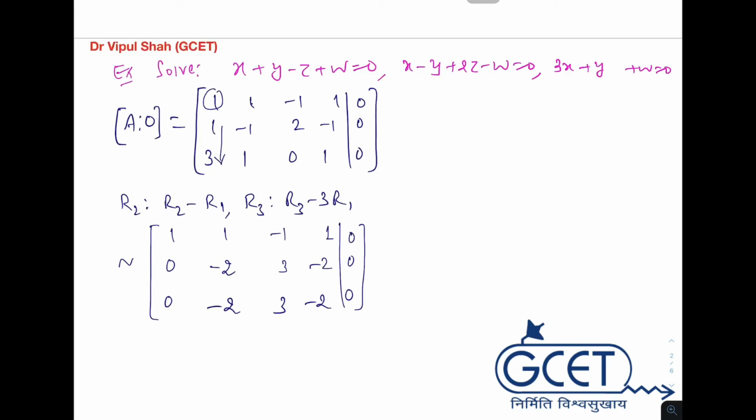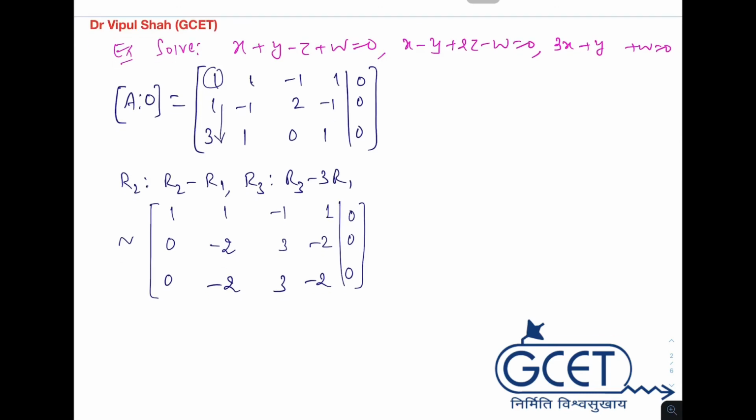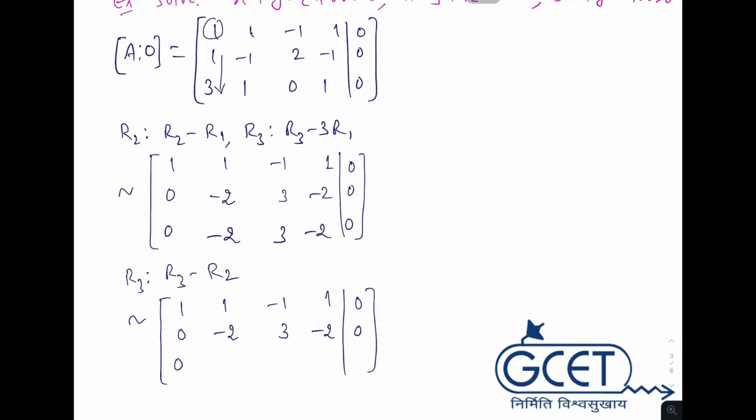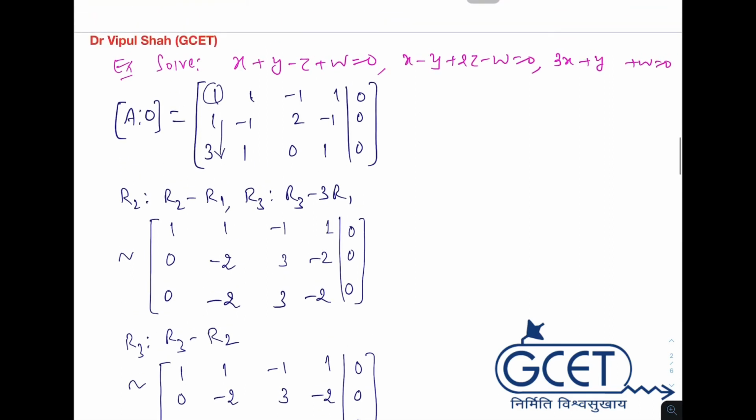Now we observe here that these two rows are equal. So we can make the last row to be 0. So let us do that part. R3 minus R2. So we are having 1 1 minus 1 1 0, 0 minus 2 3 minus 2 0, 0 0 0 0 and 0. Okay.